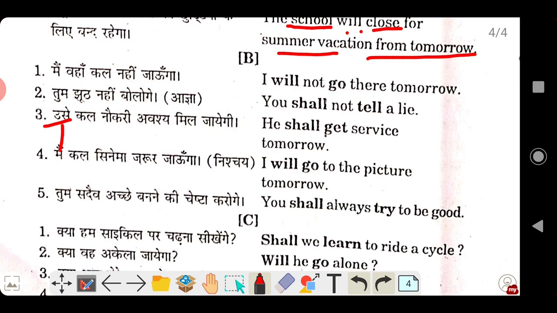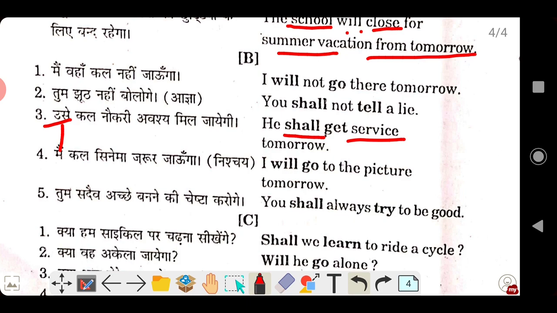Okay, next, I will not go there tomorrow. You will not tell a lie. He shall get service tomorrow, or you can say he will get service tomorrow.